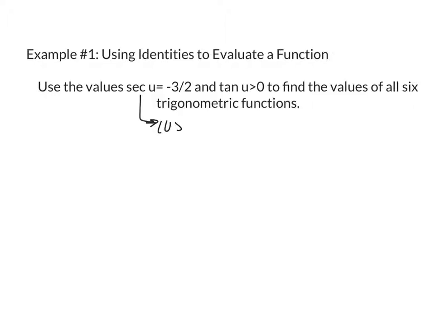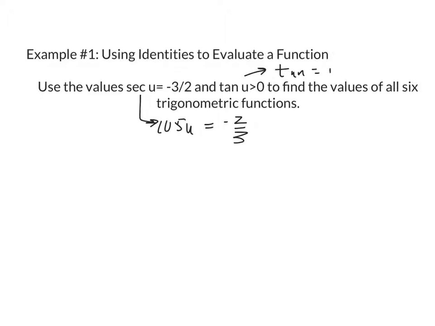Sorry, my pen is not working. Cosine u. And cosine is just the reciprocal of secant. So instead of negative 3/2, we will now have cosine u as negative 2/3. So it's asking, if cosine is negative and tangent is positive, what quadrant does that lie in?